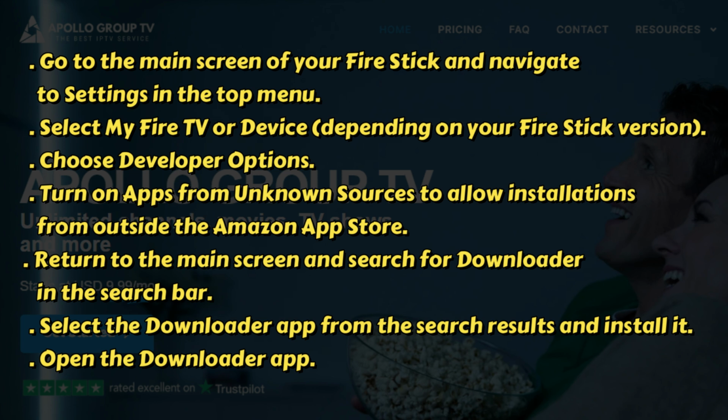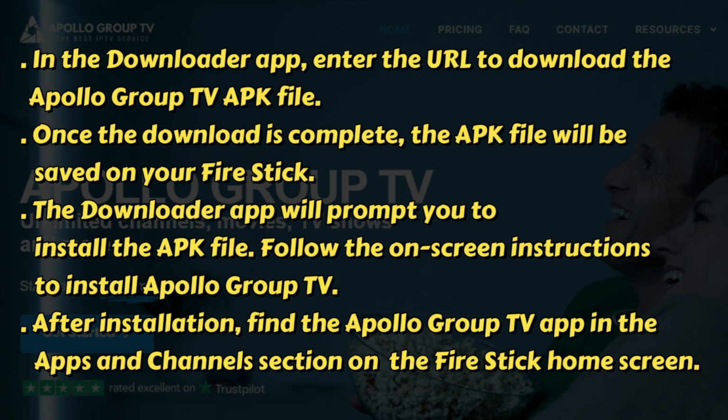Return to the main screen and search for Downloader in the search bar. Select the Downloader app from the search results and install it. Open the Downloader app. In the Downloader app, enter the URL to download the Apollo Group TV app file.